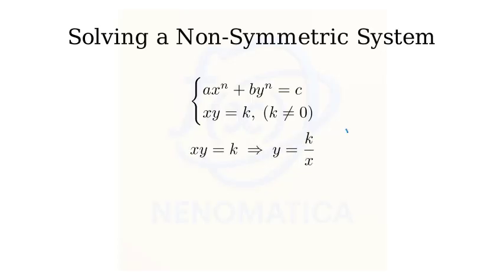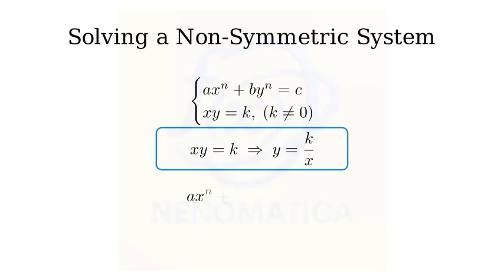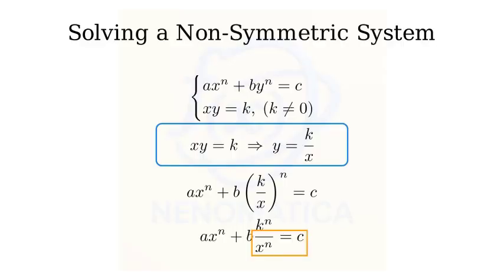Step 1. From the product condition x times y equals k, solve for y. Since k is non-zero and x must also be non-zero, we can write y equals k divided by x. Step 2. Substitute y equals k over x into the first equation. That gives a times x to the n plus b times the quantity k over x to the n equals c. Step 3. Simplify the power of a quotient. The quantity k over x to the n equals k to the n divided by x to the n.